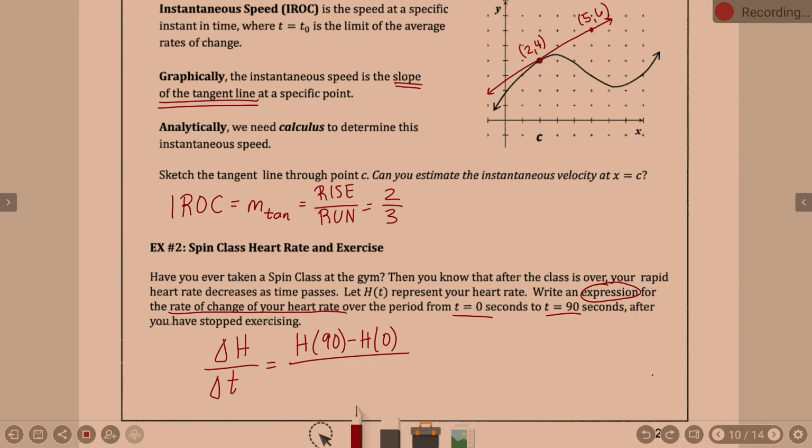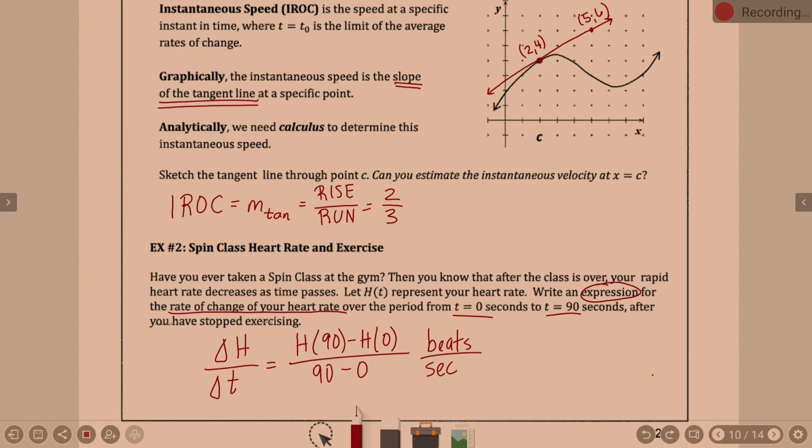So H of 90 minus H of 0 over what goes on the bottom? 90 minus 0. Which I guess is 90, but you're not going to see me just write 90. I'm going to write the 90 minus 0 to make the point. I did the bottom in my head, and I was like, oh, okay. And what is my label here? Beats per second. They just want an expression, folks. We wrote an expression.